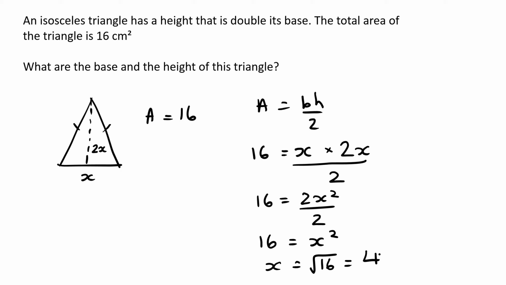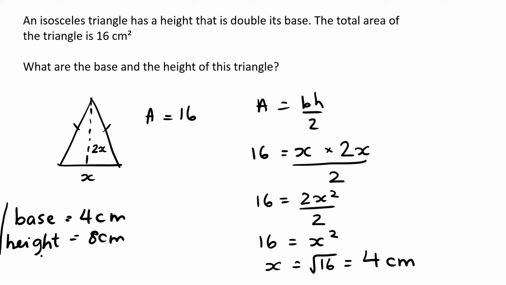or 4, okay, because 4 times itself, 4 squared, gives me 16. So that means that x is equal to 4 centimeters. Okay, I worked out x is 4 centimeters, and that was the base. So I know the base is 4 centimeters. That means the height must be double that, which is 8 centimeters, and that's my final answer.